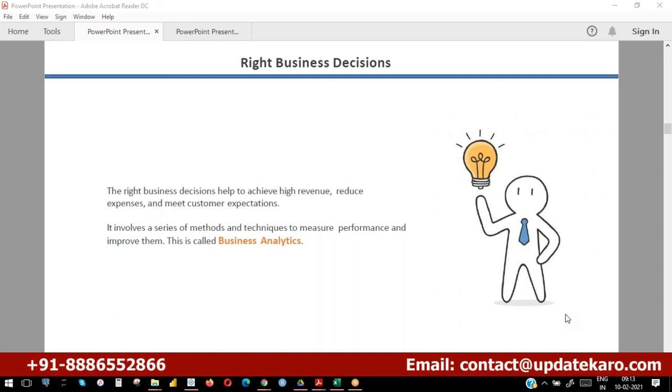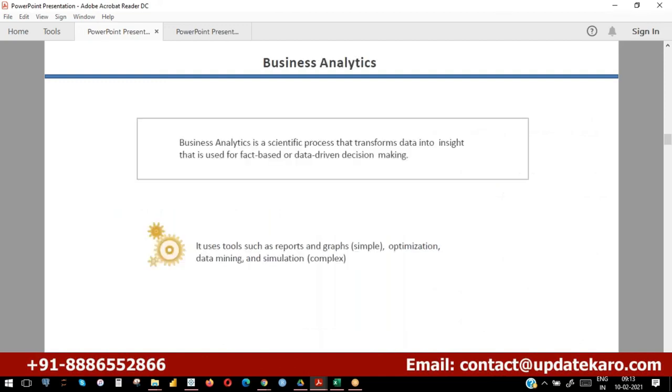Yes. So now you understood those three key points. Vamshi, do you have any doubt still? Okay, right. Thanks, Vamshi, for the confirmation. So a right business decision will always give high revenues, reduced expenses, and meet customer expectations.